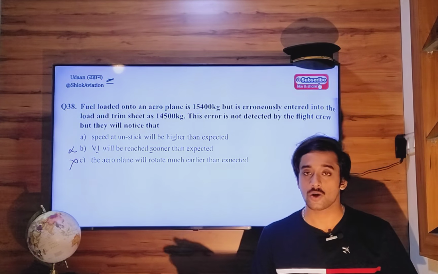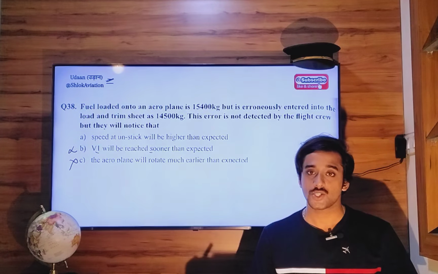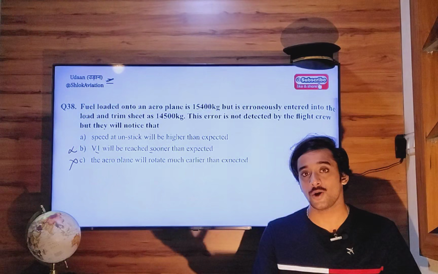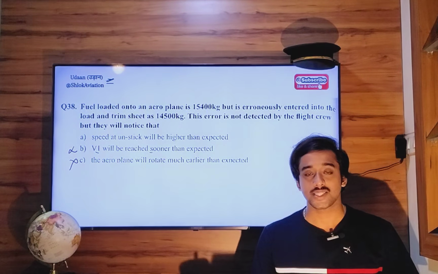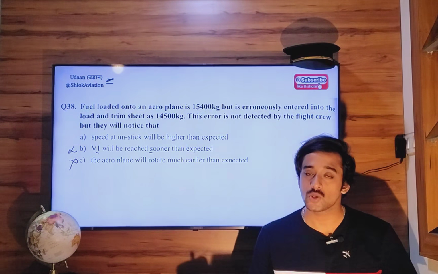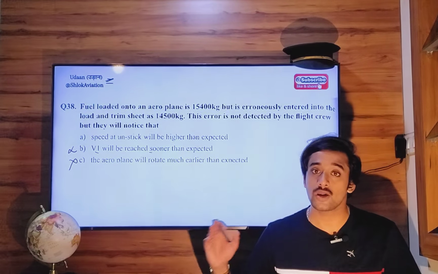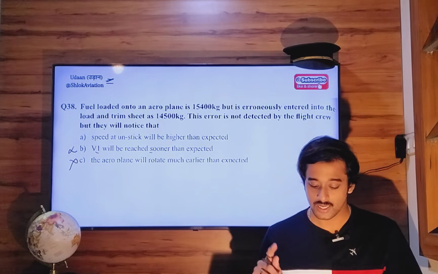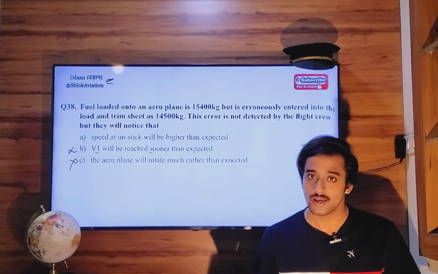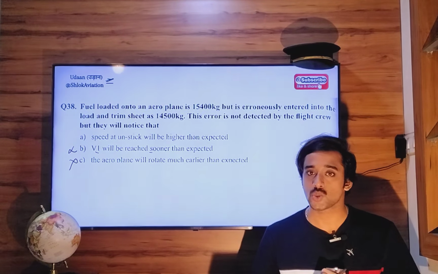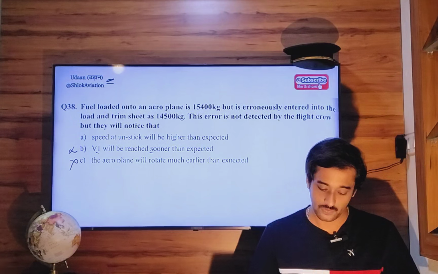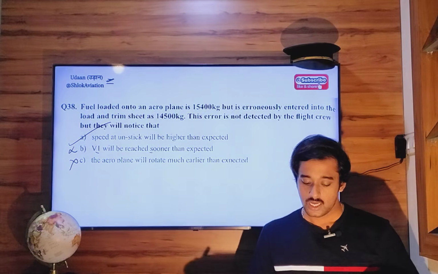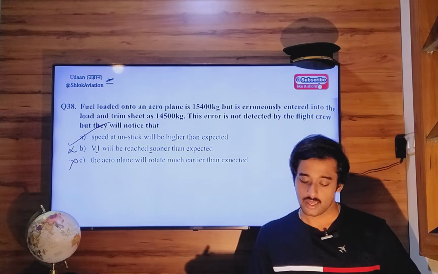Wrong. V1 is the takeoff decision speed. Since your aircraft is heavier, the actual weight is heavier than the one you are imagining. This heavier aircraft will take some time to build momentum and achieve that V1 speed, so the time taken will be more. That's why V1 will not be reached sooner as per your expectation. Now we are left with option A, speed at unstick will be higher than expected.